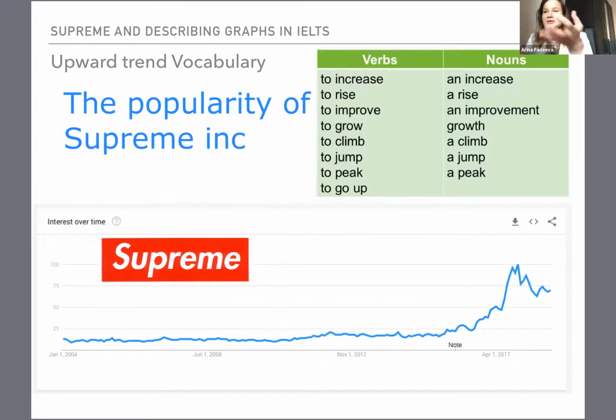Let me hear other variants. Look, there's so many verbs: rise, improve, grow, climb, jump. But remember, rise is rose, grow is grew, and what else is there? Went up. So share your variants. Increased.